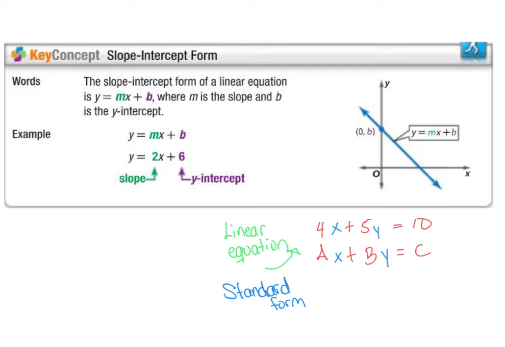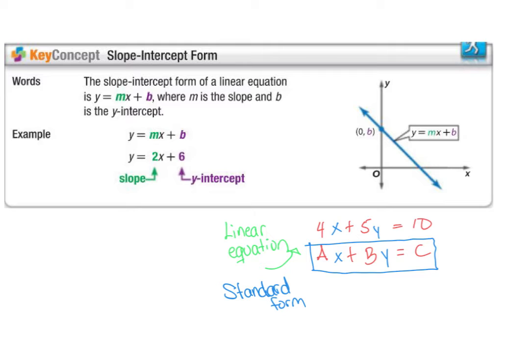So in the standard equation, A, B, and C, all capital letters, represent numbers. So this is the formula for a standard equation. A, B, C are constants, numbers, and x and y stay as variables.